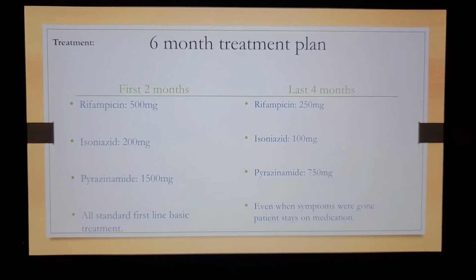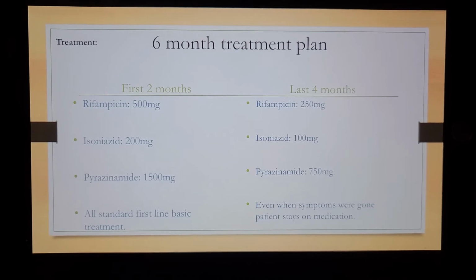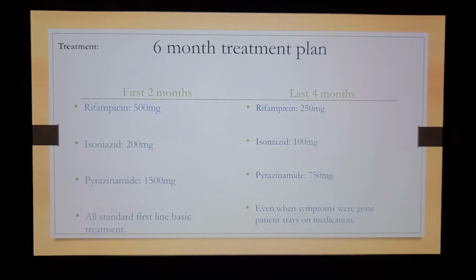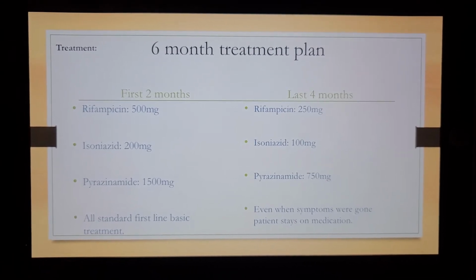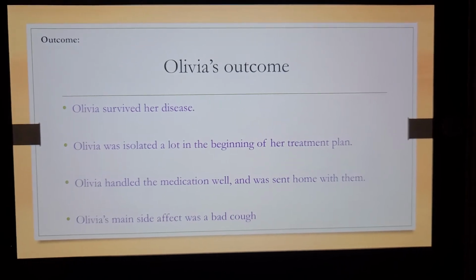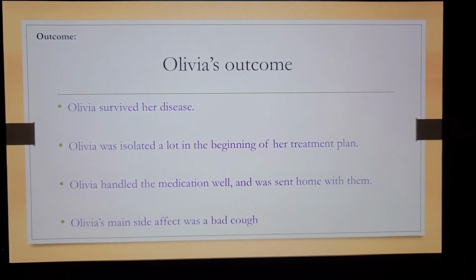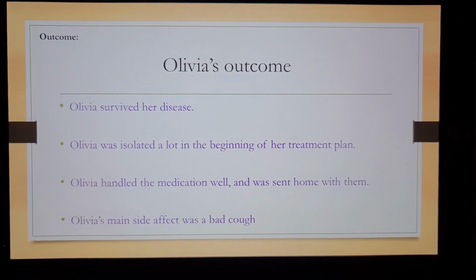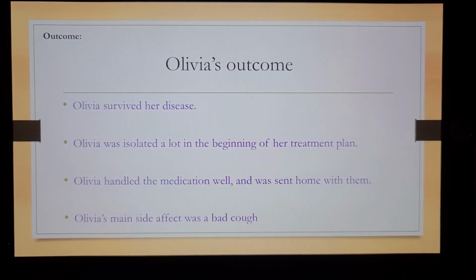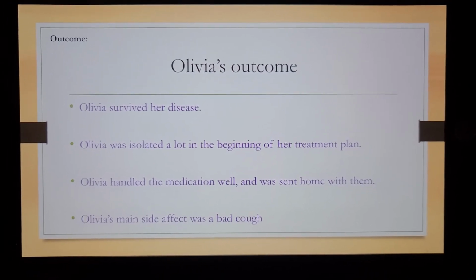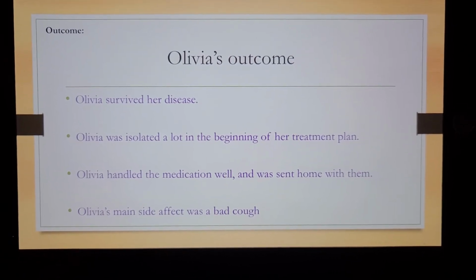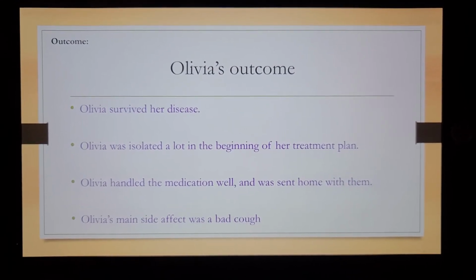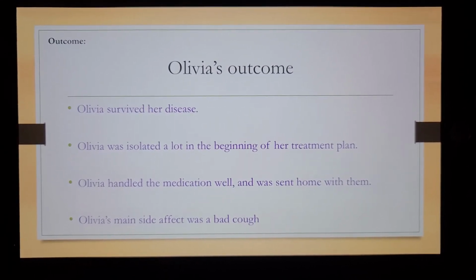Education that the doctor and nurses gave her was that even when the symptoms are gone, and hers was only a bad cough with blood, the patient needs to stay on the medication so that it can completely be out of the system. Olivia, thankfully for her outcome, listened to the doctors and nurses in education and took the medication correctly, so she survived her disease. Olivia was isolated a lot in the beginning of her treatment plan due to being in the hospital and having no visitors and having proper PPE on the staffing so they could only go in when needed. And when she got home, she was very isolated with her husband for many months.